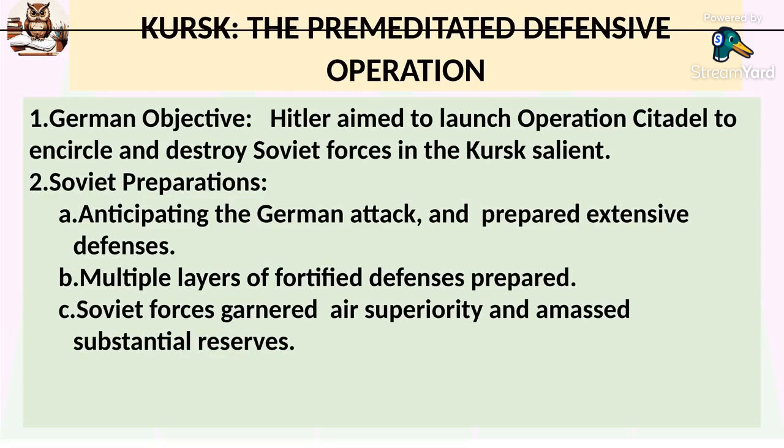Hitler's objective in Operation Citadel was to encircle and destroy the Soviet forces in the Kursk salient to regain momentum after Stalingrad. Anticipating this, the Soviet commanders Zhukov and Vasilevsky fortified the Kursk region with extensive defenses, including minefields, anti-tank obstacles, and artillery positions.